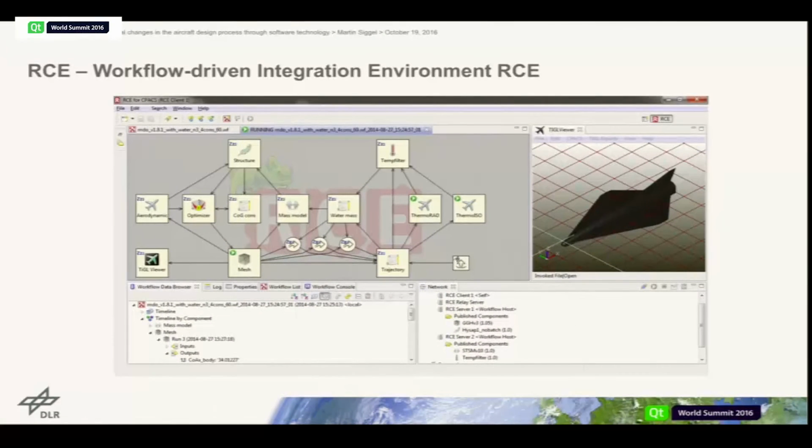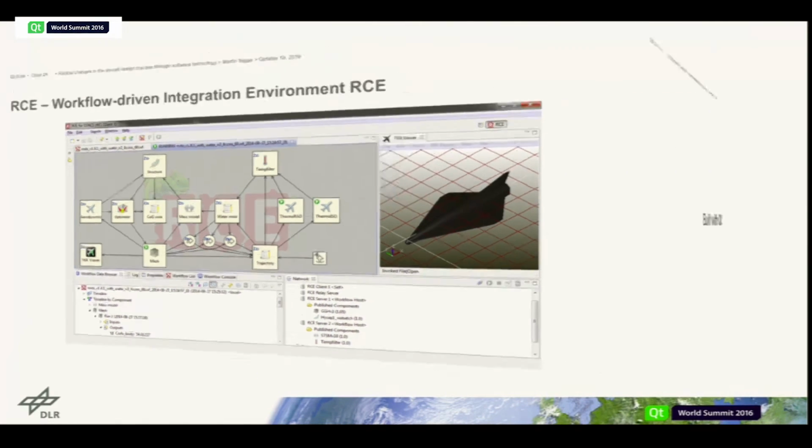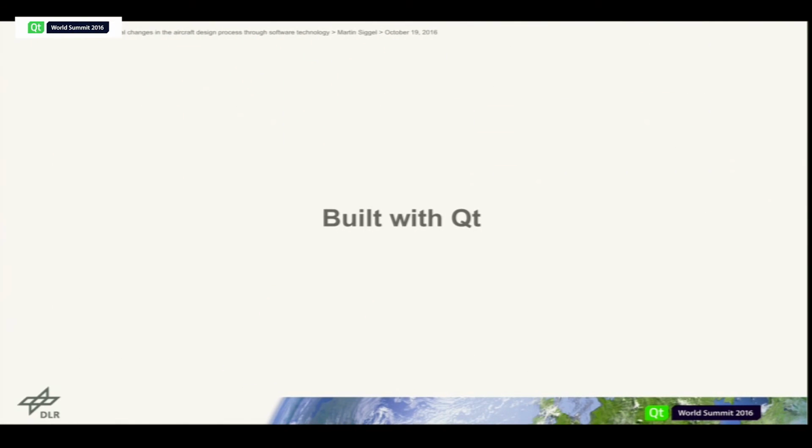And this is how it looks. This is also just a simplified workflow here. Each of these boxes is a tool, and one tool is running at a time, or sometimes even in parallel if it's possible. And it sends the data back to another tool, and you can also see a preview of the current configuration. And you can see how it changes in time. Really practical. So now let's come to the last part, the tools which are built with Qt.